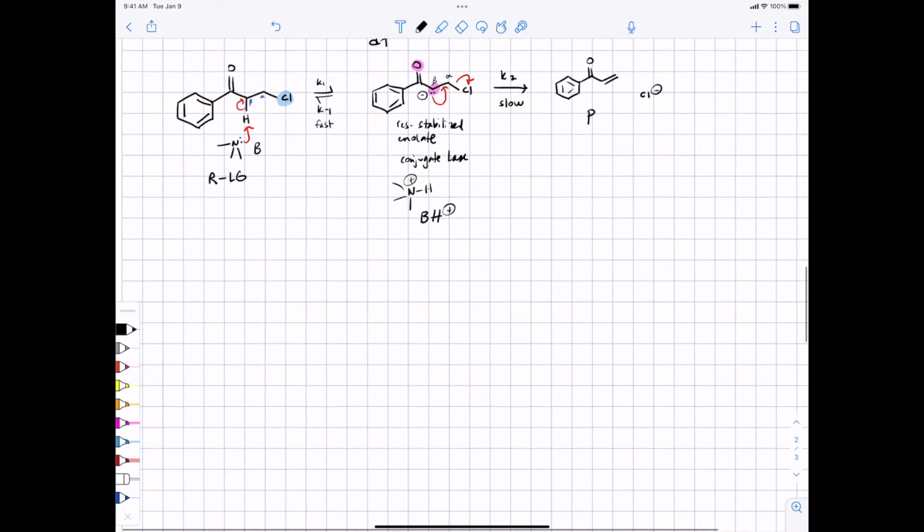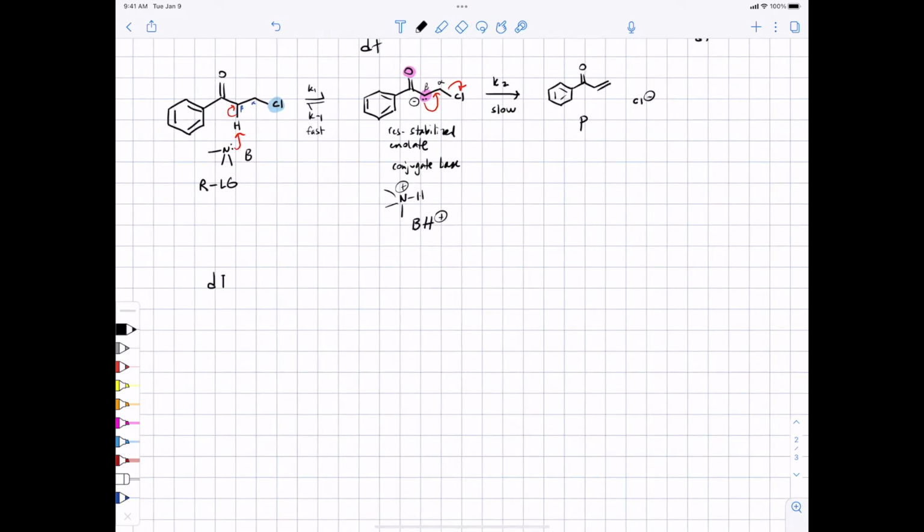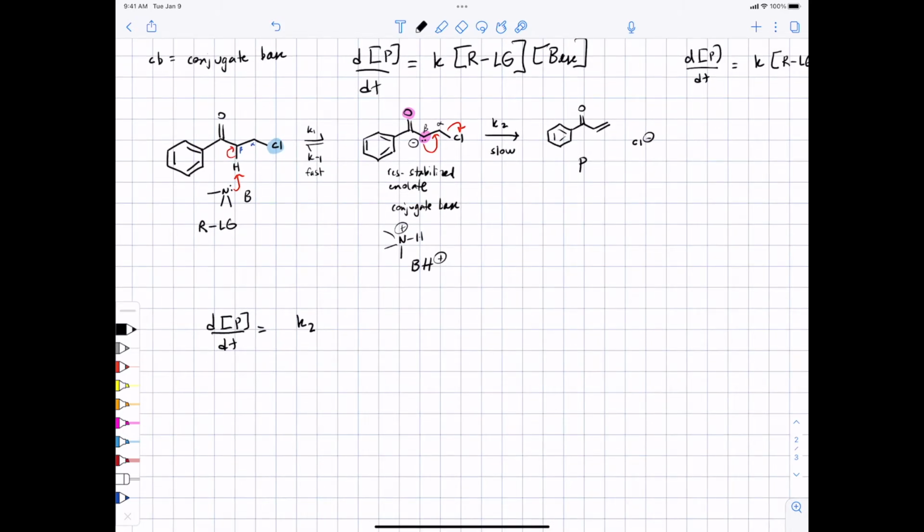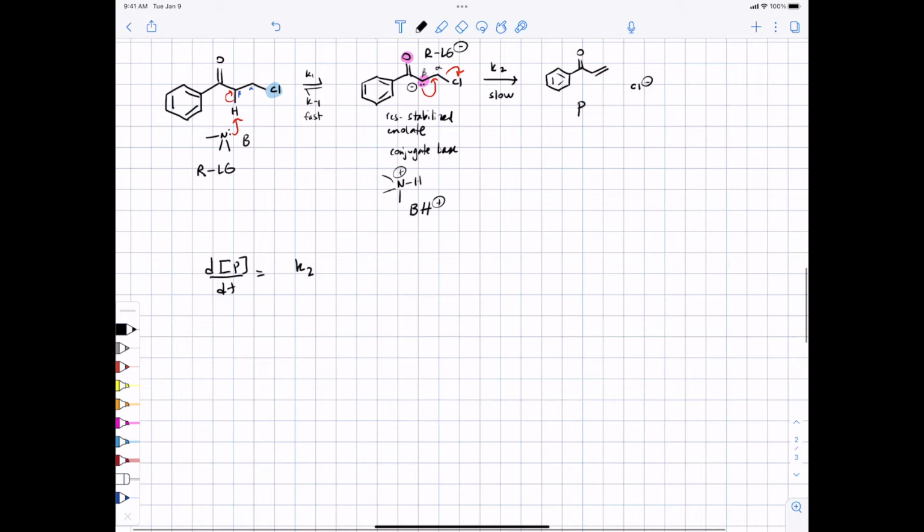All right, so kinetically, the rate of product formation is K2 times the concentration of, we've got to have somehow deprotonated, I don't know what to call it, RLG minus or something like that. So K2 times RLG minus, the anion. So it's unimolecular in this.